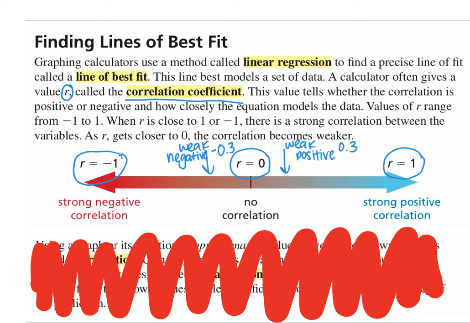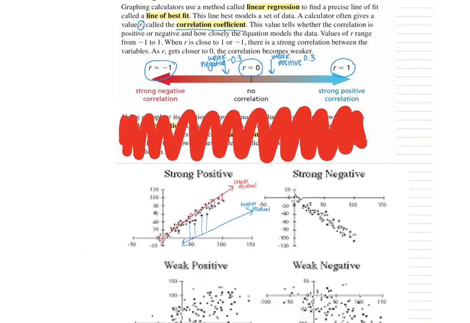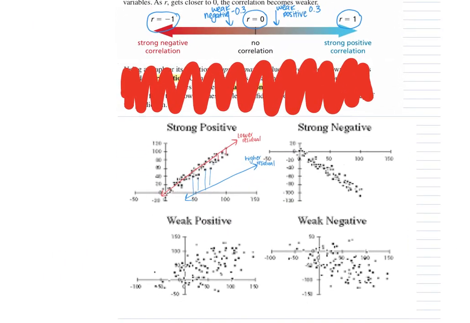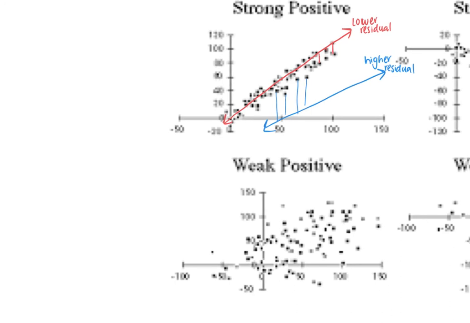Now, what we mean by a strong or a weak correlation is how close the dots are to each other, okay? So go ahead and look at the 4 graphs down below. We've got a strong positive correlation, a strong negative correlation, a weak positive correlation, and a weak negative correlation. Look at the 2 positive correlations, the strong and the weak. How would you guys describe the strong positive correlation compared to the weak one? Brady? The dots are more together. Very good. Let's write dots are more together.